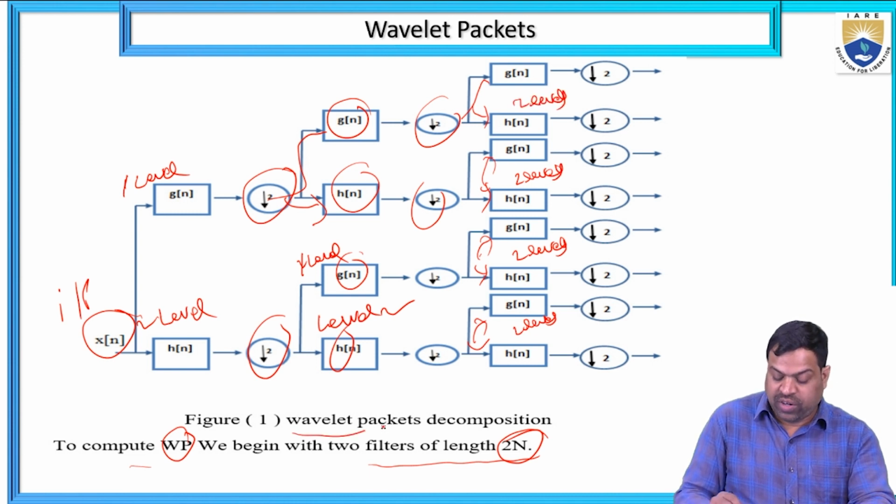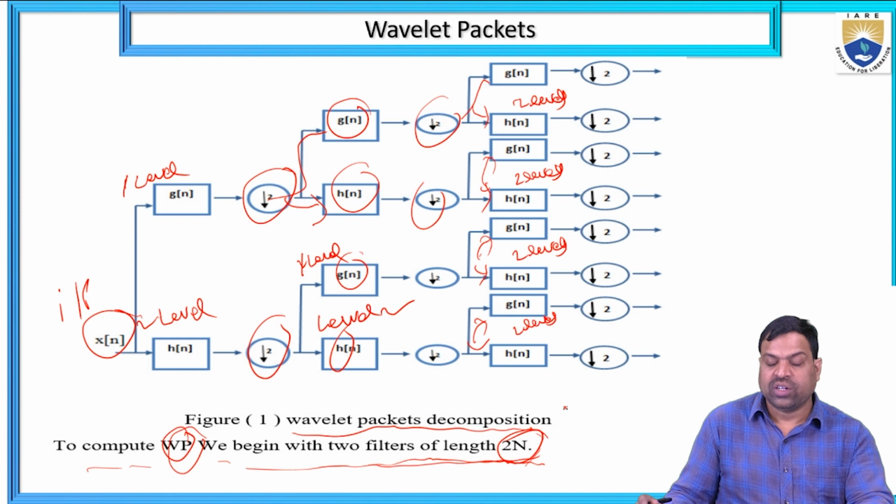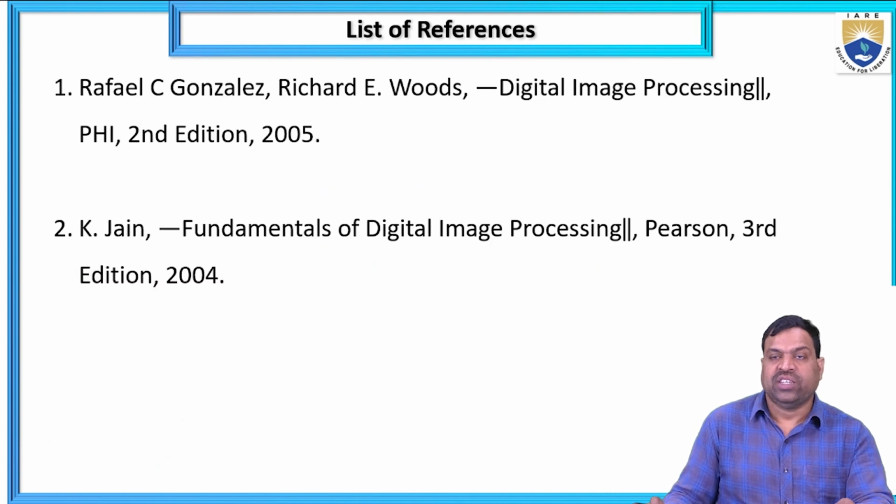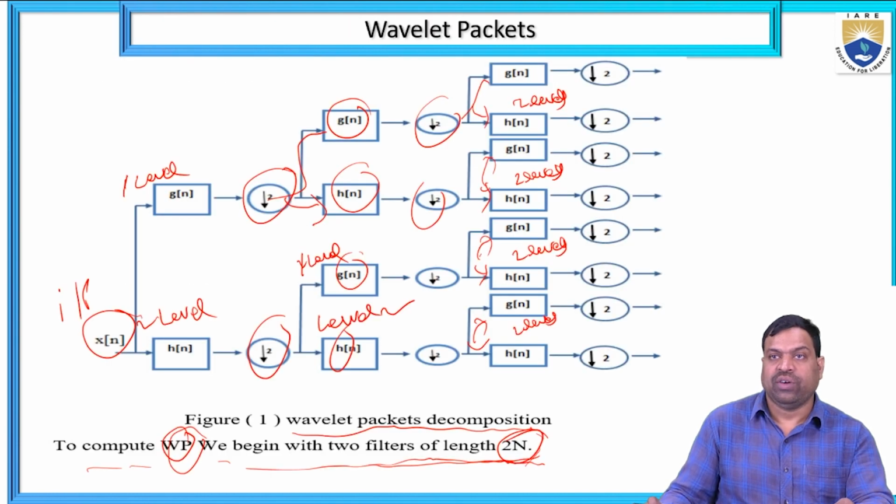So every wavelet packet decomposition is computed with the wavelet packet. We begin with 2 filters of length 2n. So 2 filters means a high pass filter and a low pass filter. The 2 filters I am using are of length 2n. It is one better example for wavelet packet decomposition. These are the references for wavelet packets.